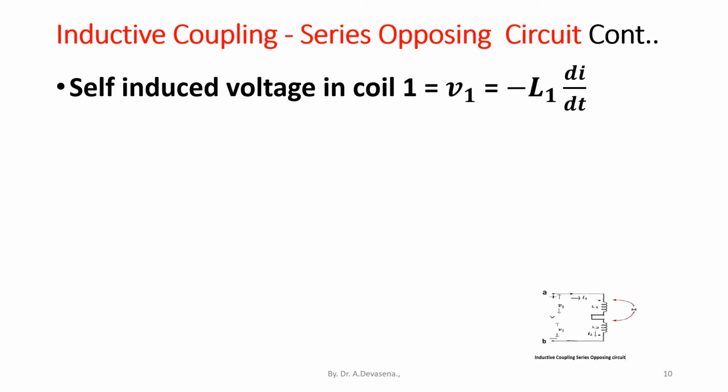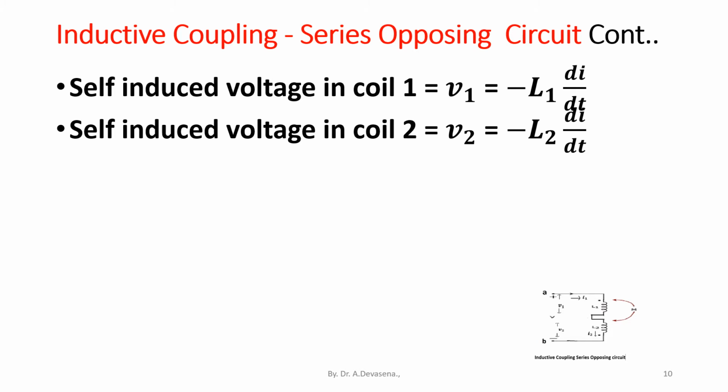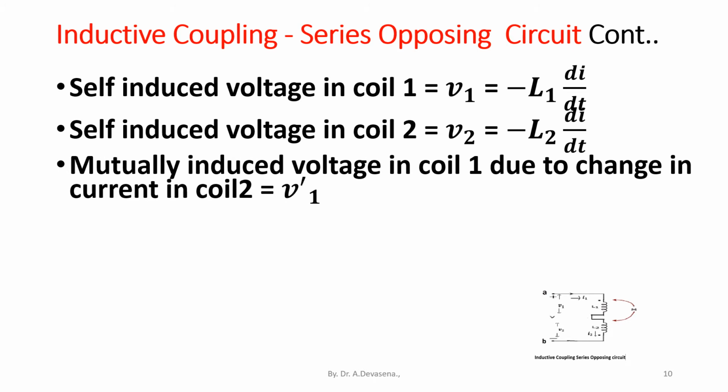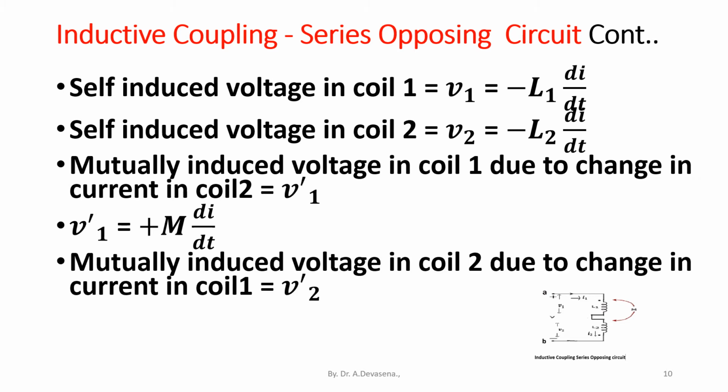Self-induced voltage in coil 1 is V1, equal to minus L1 di by dt. Self-induced voltage in coil 2 is V2, equal to minus L2 di by dt. Mutually induced voltage in coil 1 due to change in current in coil 2 is V1 dash, that is V1 dash is equal to M di by dt. Mutually induced voltage in coil 2 due to change in current in coil 1 is V2 dash. Its value is V2 dash equal to plus M di by dt.